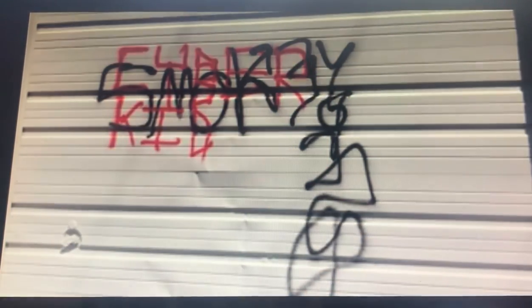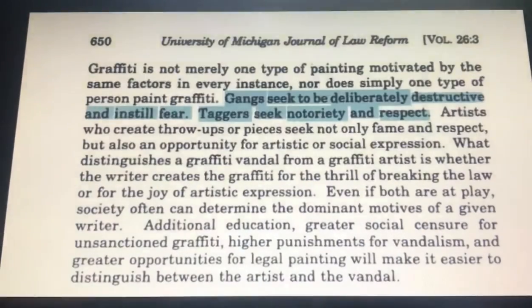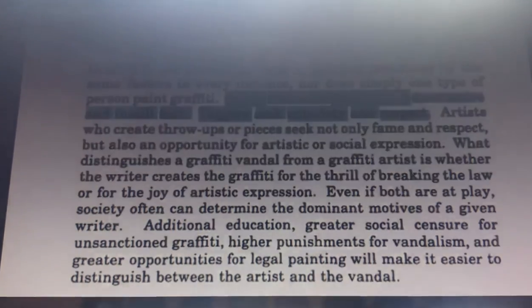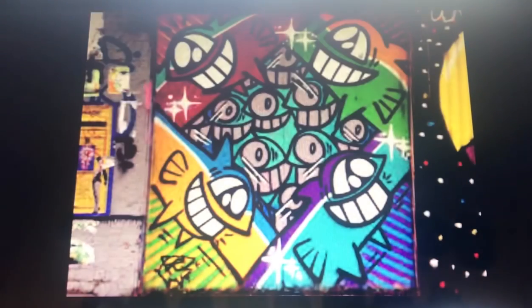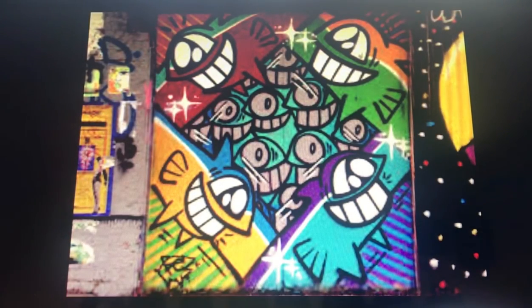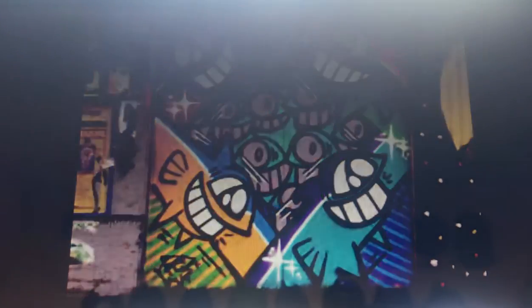motivations behind their works. When discussing different motivations for graffiti, the University of Michigan states, "Gangs seek to be deliberately destructive and instill fear. Taggers seek notoriety and respect." This states that many graffiti artists have many different motivations, but all in all, it is interesting to take this into account when looking at these types of works. Hopefully, this makes you appreciate street art and the vast world that has been created from it.